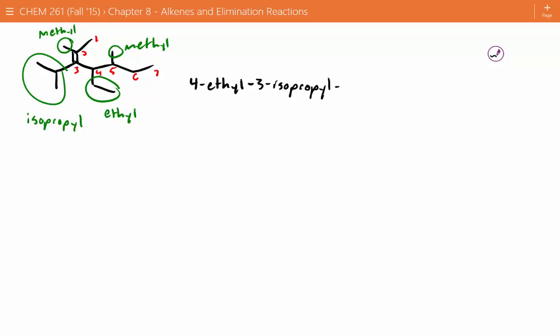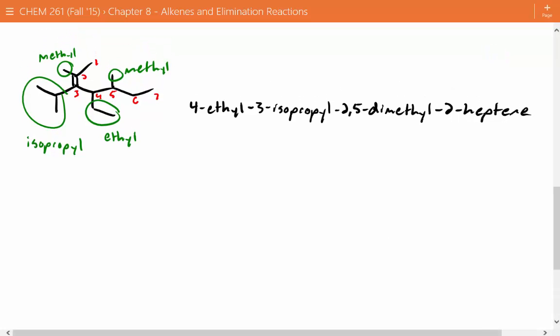And then we've got a 2,5-dimethyl. And then 2-heptene. All right? So if our parent chain were only 6, would you still include the double bond even if there's a possible chain that's longer? Does that make sense? Yeah, you want to identify the longest parent chain that includes the double bond. That's a good question.